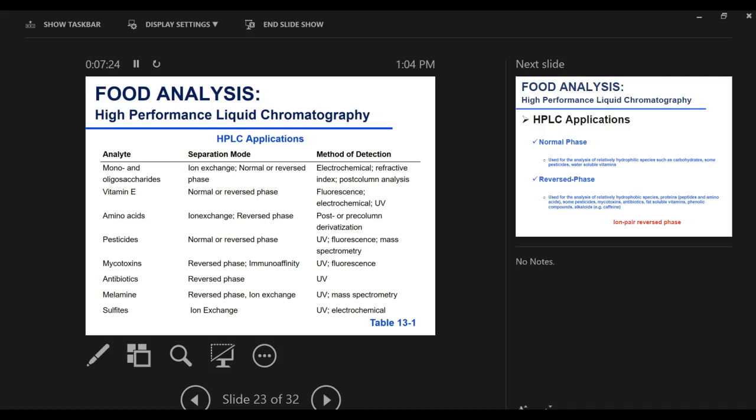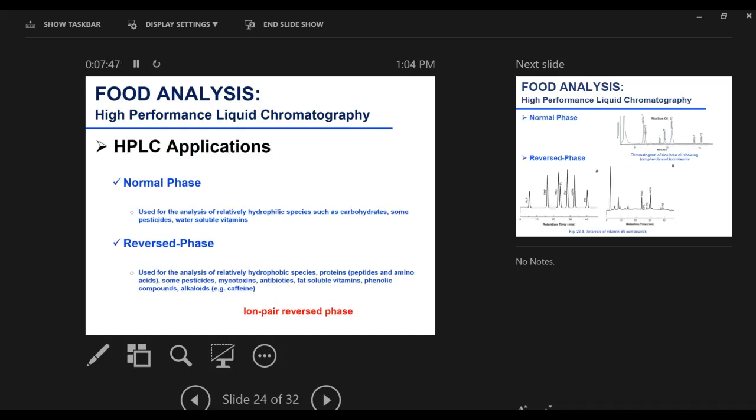UV absorption detector or a UV vis absorption detector, mass spectrometry, post-column analysis. So you're going to tell me how you separated it and how you detected it. So there's 2 components to the question. So this is a good summary table for you to study from.